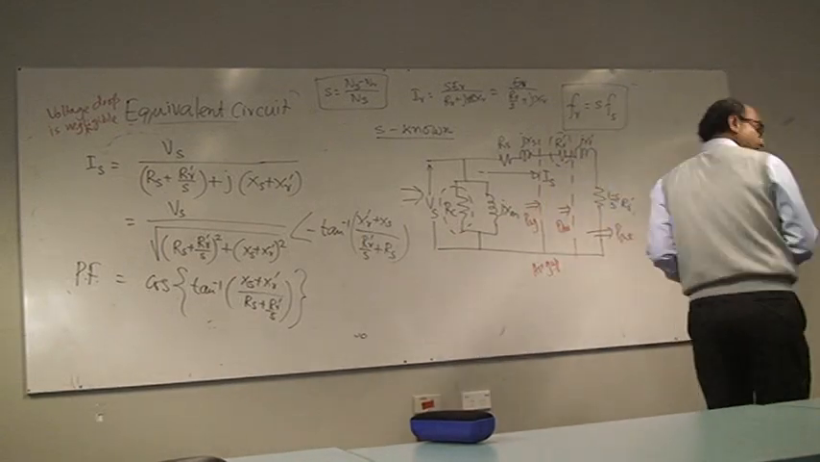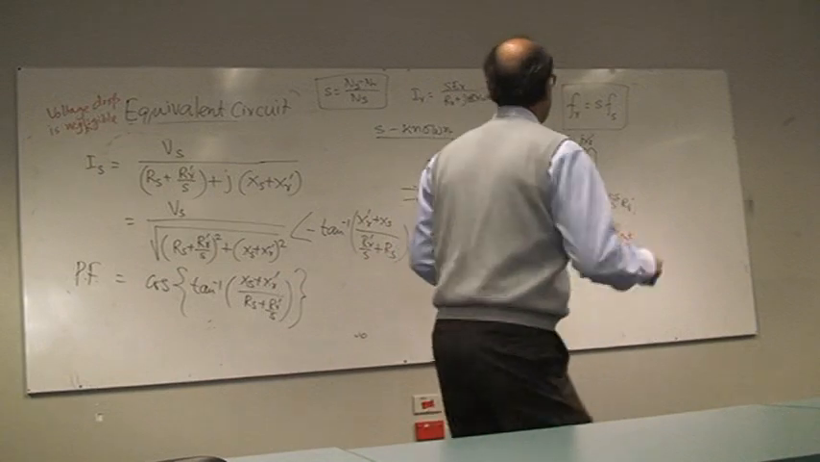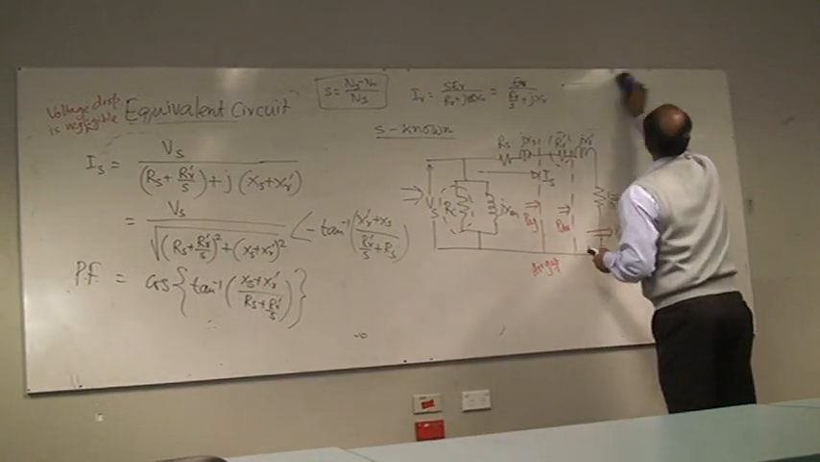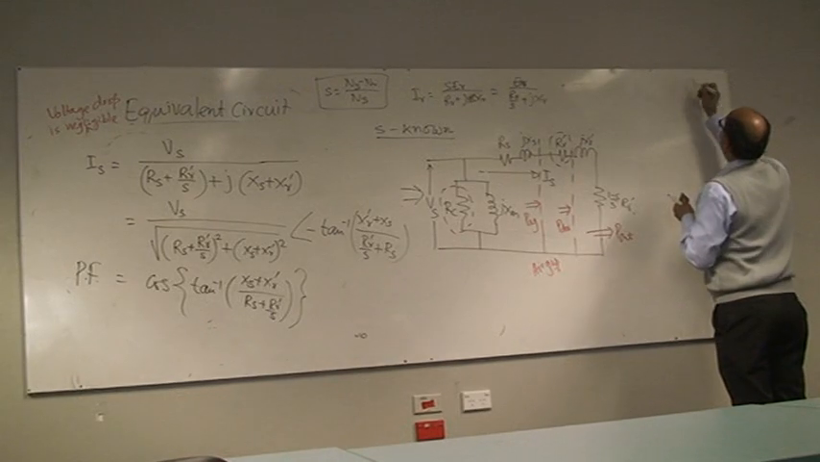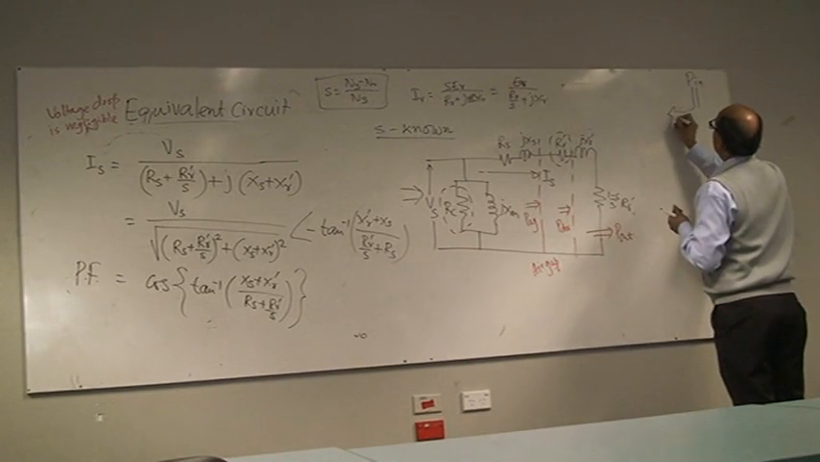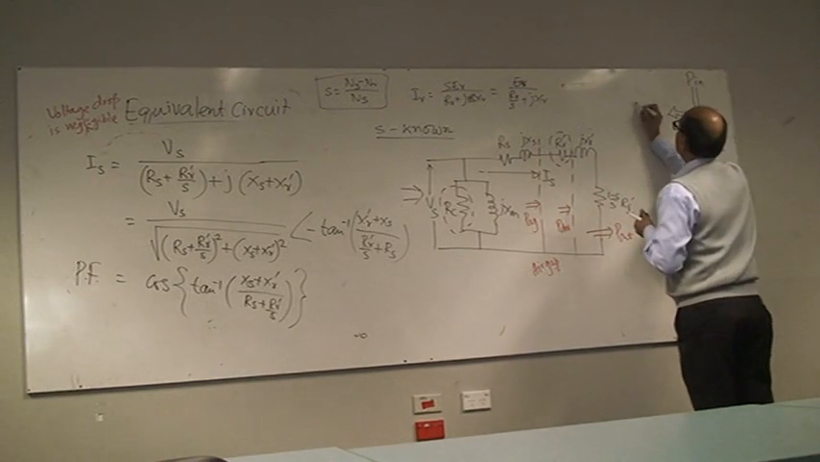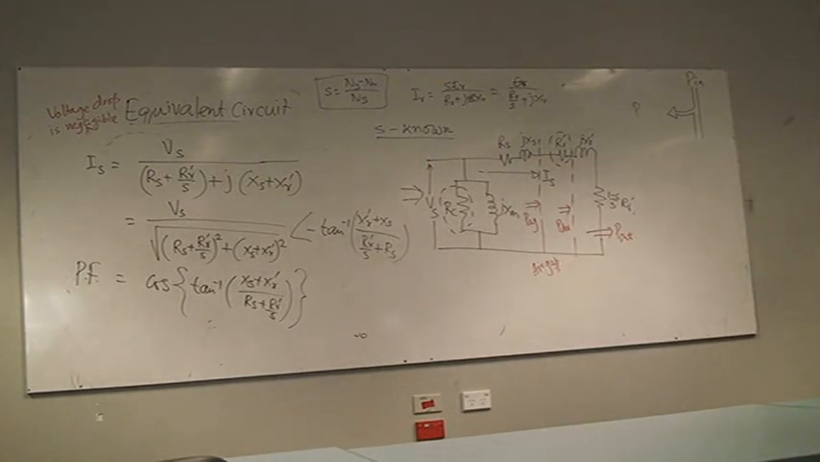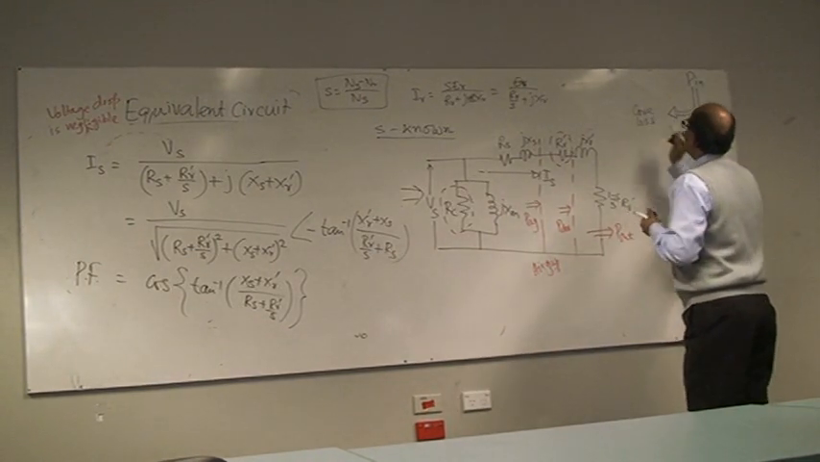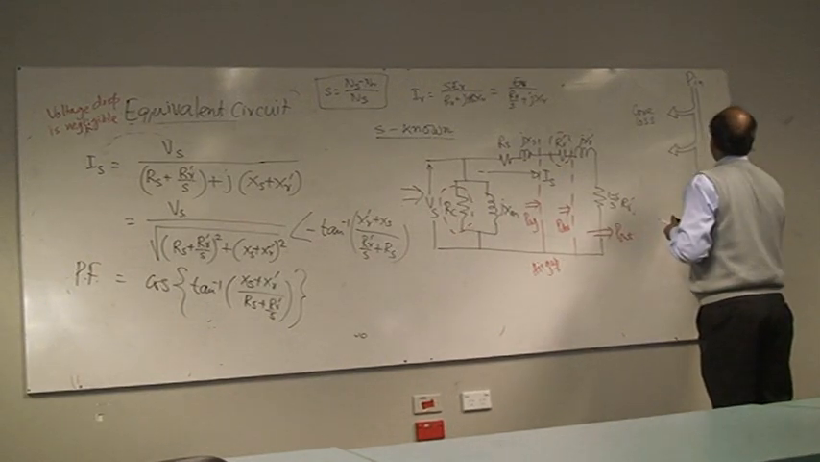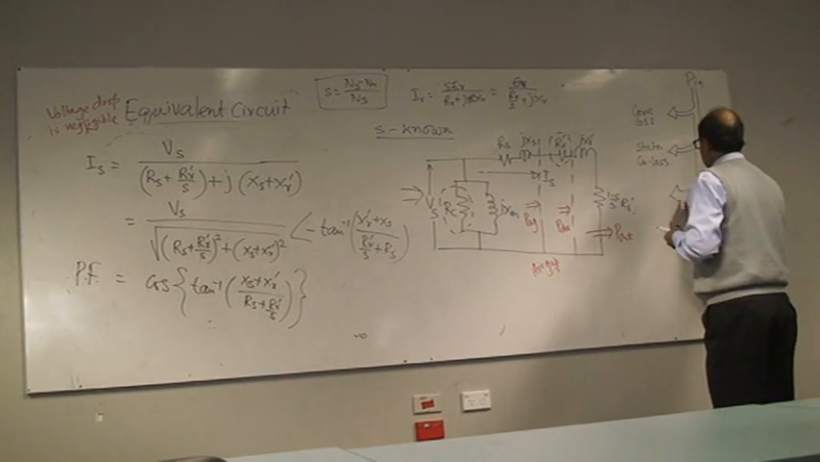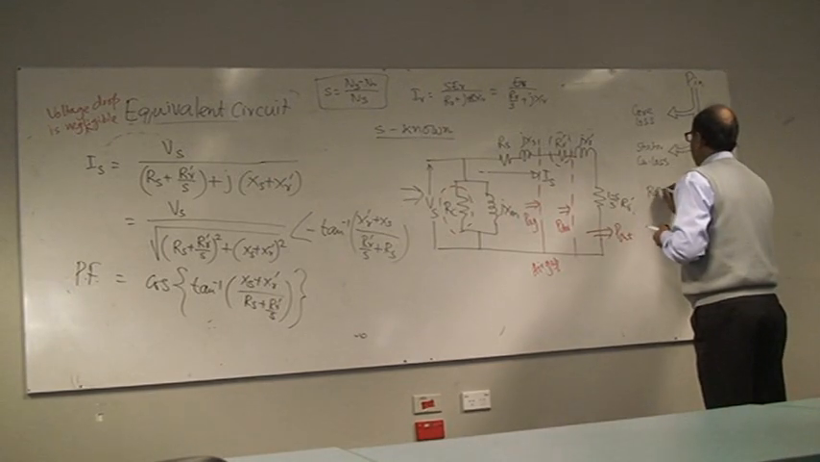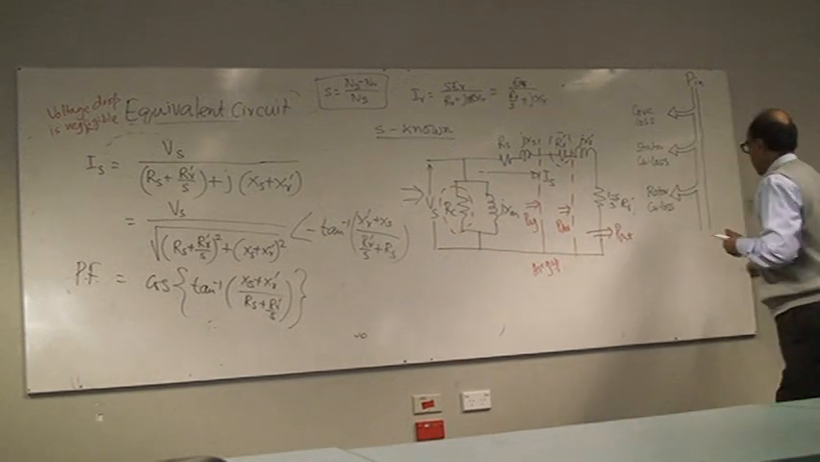So quickly, if I just draw the power diagram, just to understand the philosophy. You will have power input. The first power loss is the core loss. The second power loss is the stator copper loss. The third power loss is the rotor copper loss.